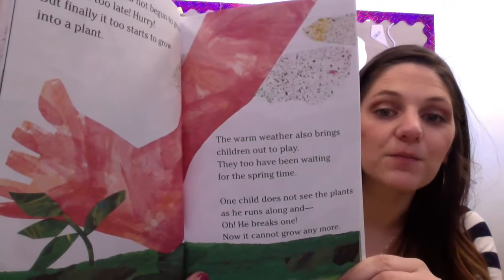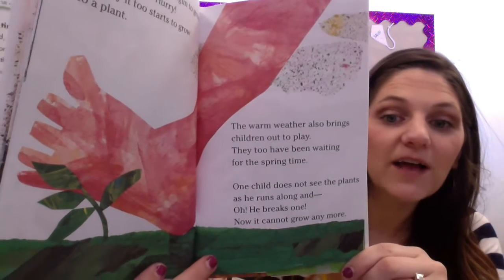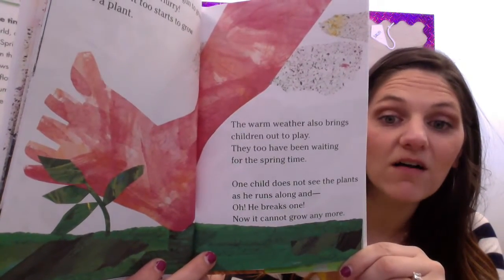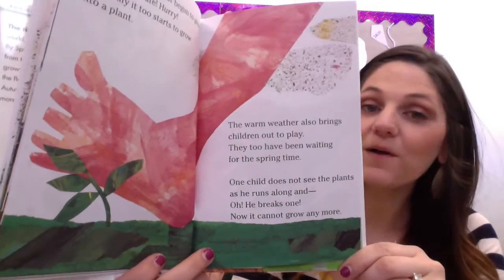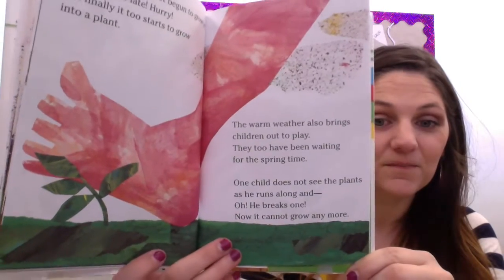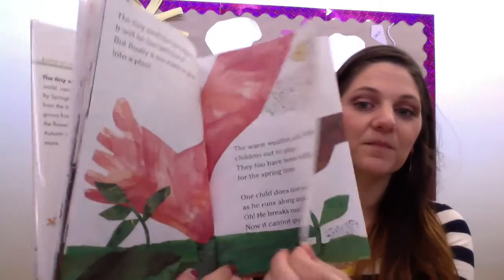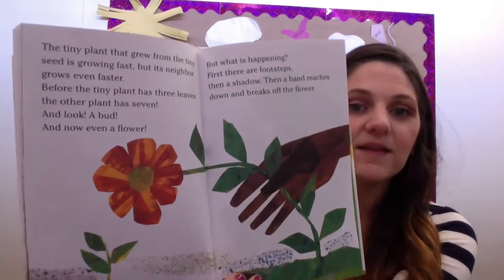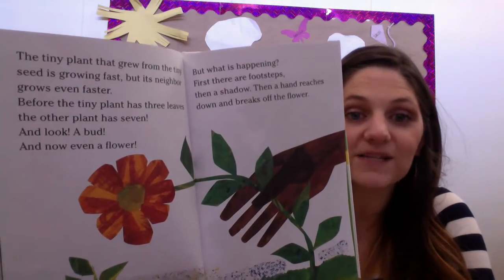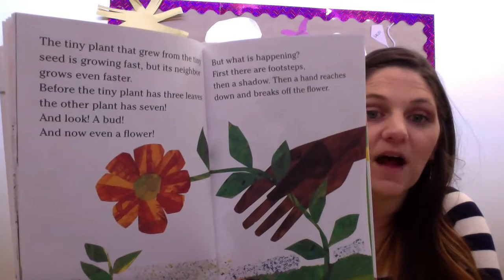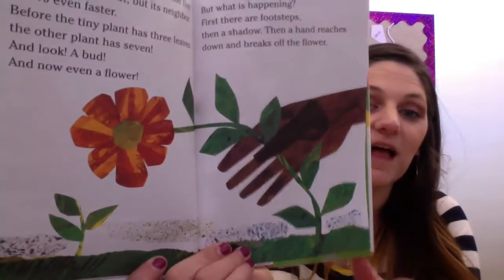The warm weather also brings children out to play. They too have been waiting for springtime. One child does not see the plants as he runs along. Oh, he breaks one. Now it cannot grow anymore. The tiny plant that grew from the tiny seed is growing fast, but its neighbor grows even faster. Before the tiny plant has 3 leaves, the other plant has 7. And look, a bud! And now even a flower.